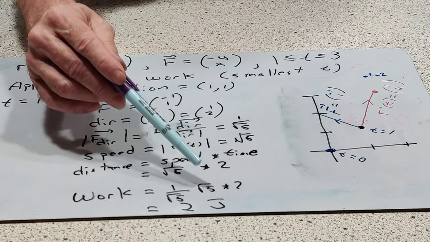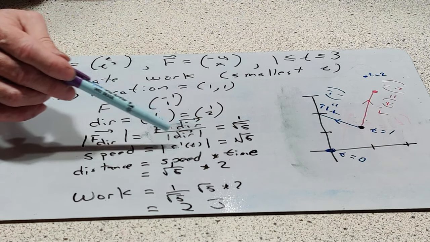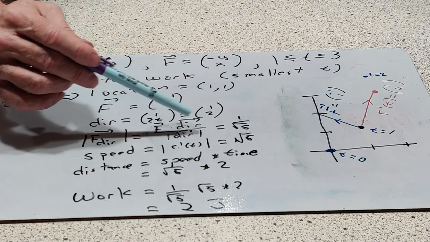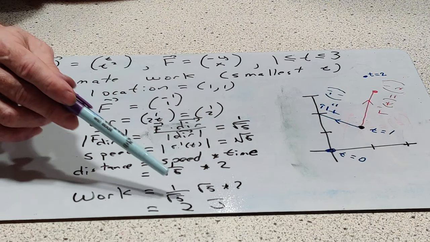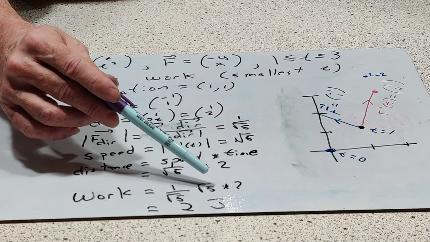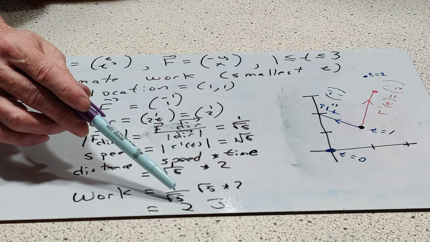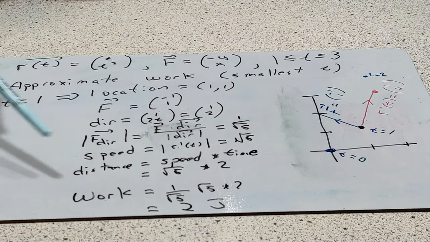It's worth noting that we have this cancellation of the speed, which is the magnitude of r prime of t in the numerator, and the magnitude of r prime of t, which is used to make the direction a unit vector, in the denominator. We get a cancellation between the magnitude of r prime of t here and the magnitude of r prime of t here. And that's not an accident. It's going to happen a lot.